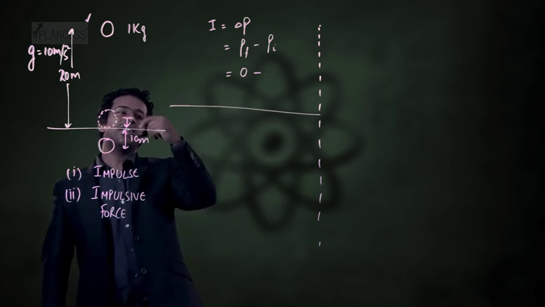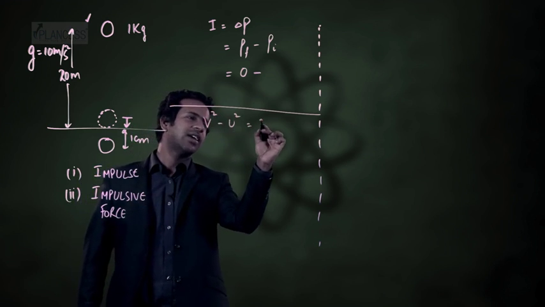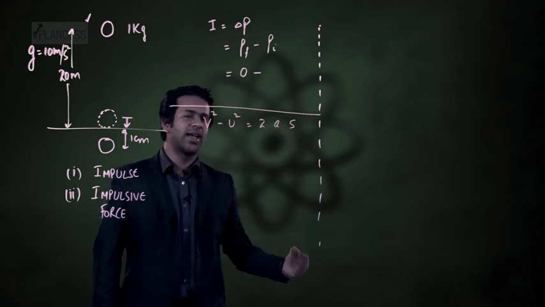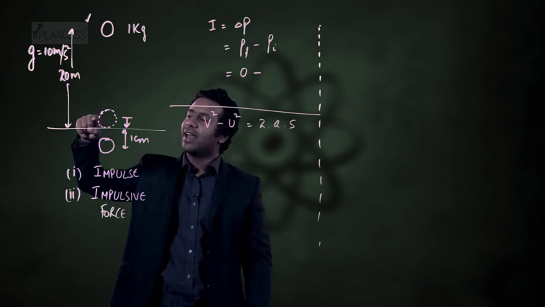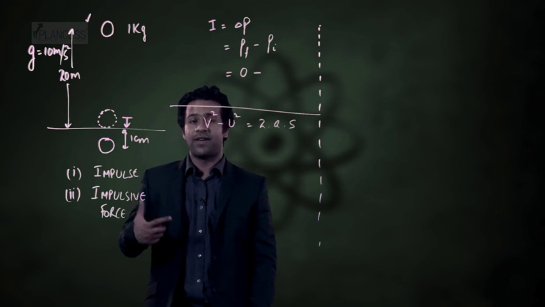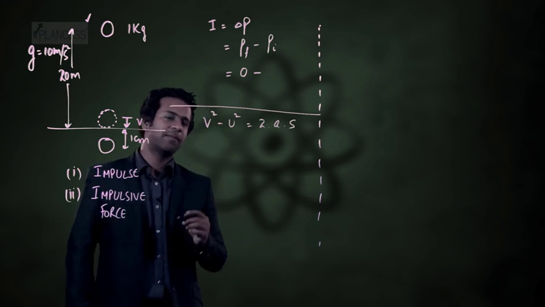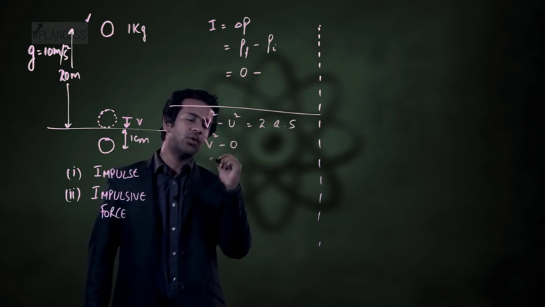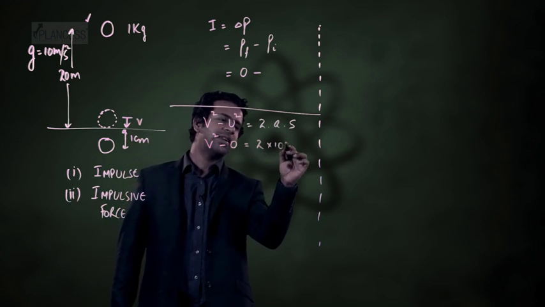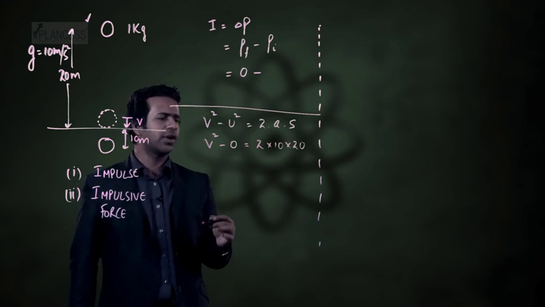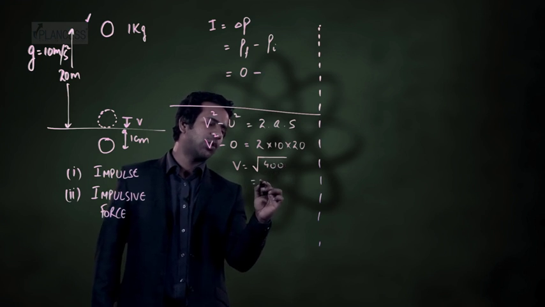So for this interval, we will apply the third equation of motion, that is v square minus u square is equal to 2 into a into s. So let's now substitute values. The topmost point is the initial point, and this point just before the collision is the final point. Right. So the speed at this point is basically the final speed. So we have v square minus 0, because the initial speed was 0, is equal to 2 into 10 into 20. So you get that v is equal to square root of 400, which is 20 meter per second.